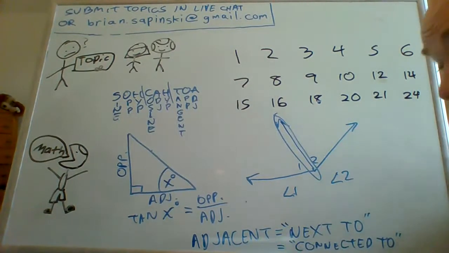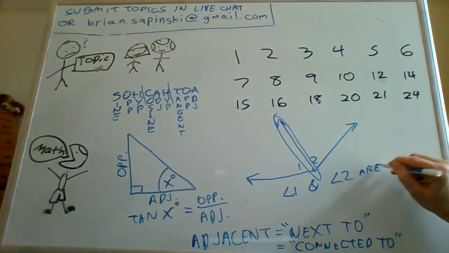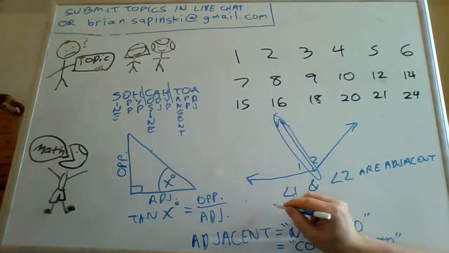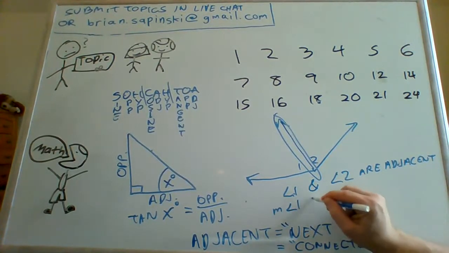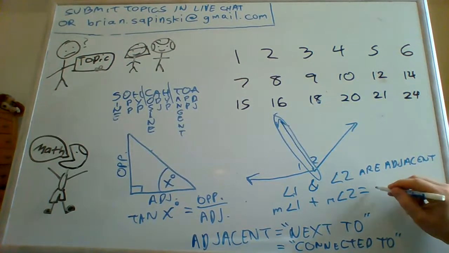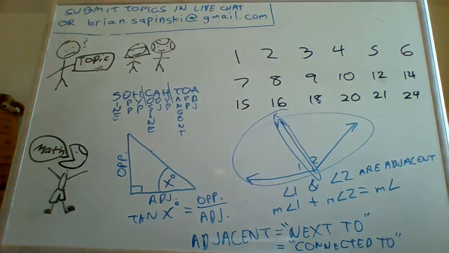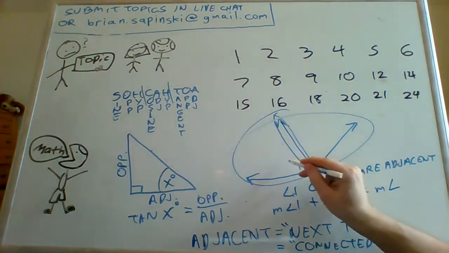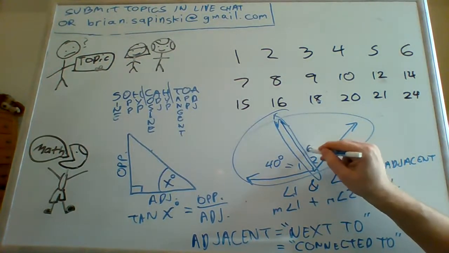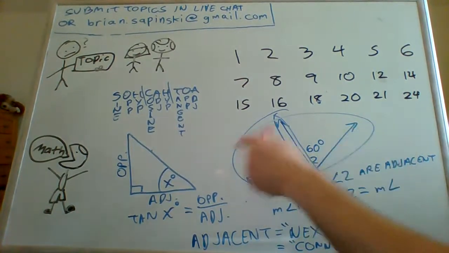And if those two angles are considered adjacent, what it means is that you could take the measure of the one angle and add the measure of the other angle to it, and it makes the measure of the entire angle picture. So if angle one was, for instance, 40 degrees, and angle number two was 60 degrees, Brianna, how much would the measure of the entire picture be?